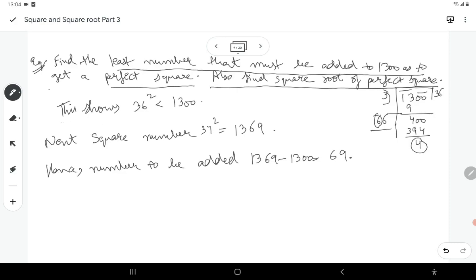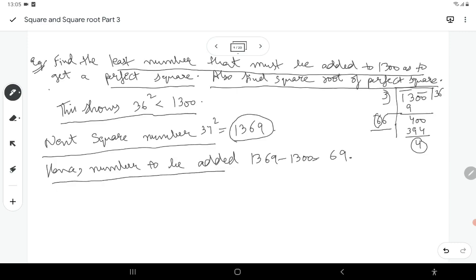From here we can see that 36 square is less than 1300, and the next square number is 37 square, which comes out to be 1369. So the number to be added to get a perfect square is 1369 minus 1300, which comes out to be 69, and the square root of 1369 comes out to be 37.